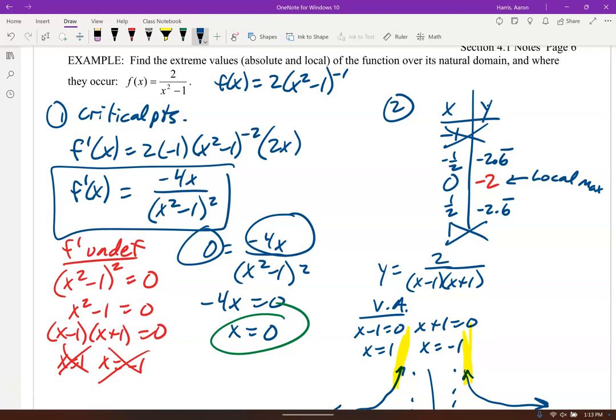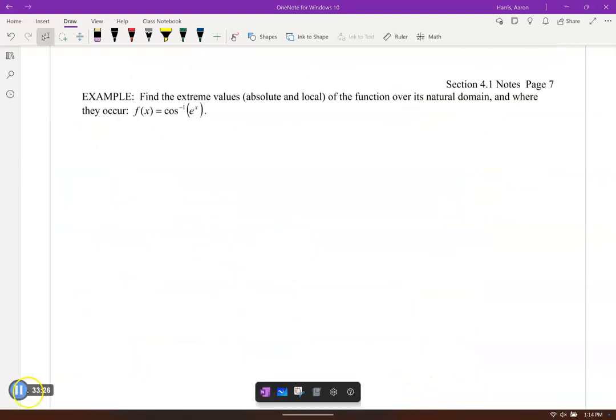And that's how I'm kind of thinking about that. So it's a local max or a relative max of -2. It occurs at x being 0, and that's kind of how I'm thinking about that.